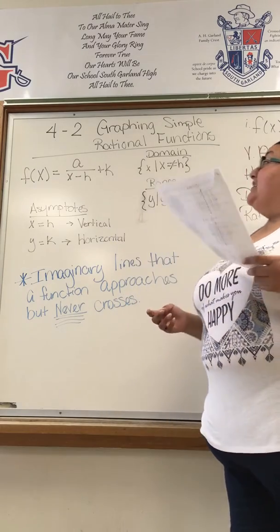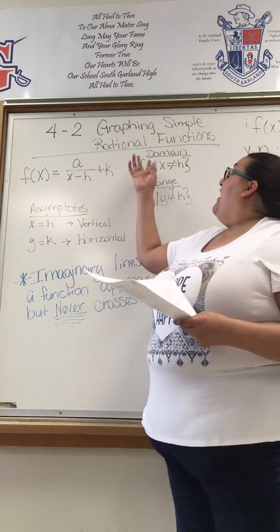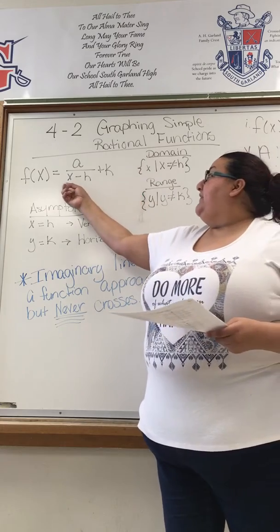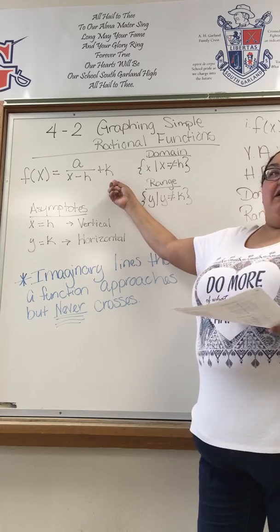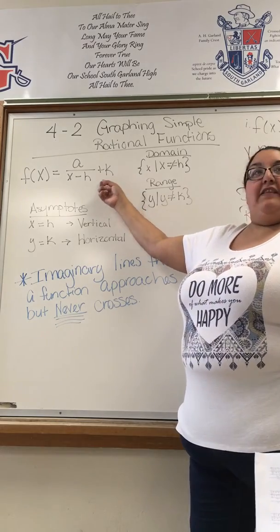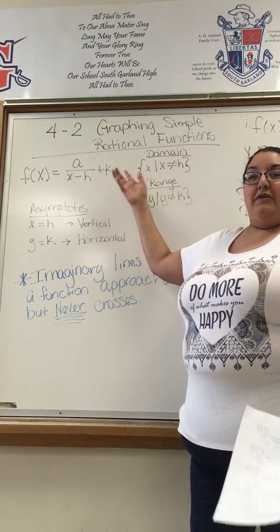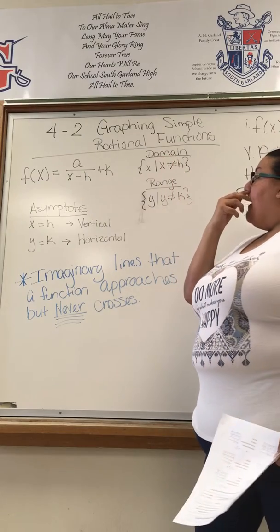Let's go ahead and get started. So the first thing about this is, what is a rational function? It's written in the form of f of x equals a divided by x minus h plus k. All right, notice how we've been using h, k. That's something you should already be familiar with. We've been using that since quadratics.